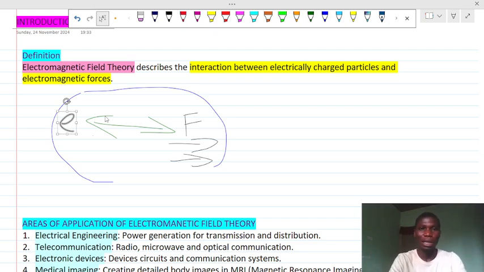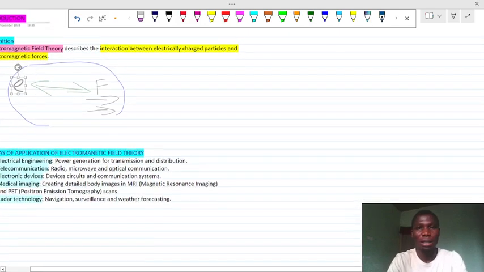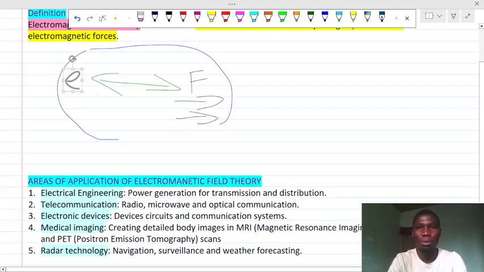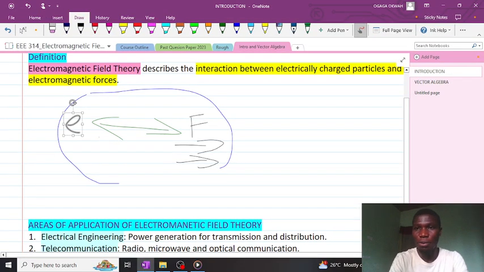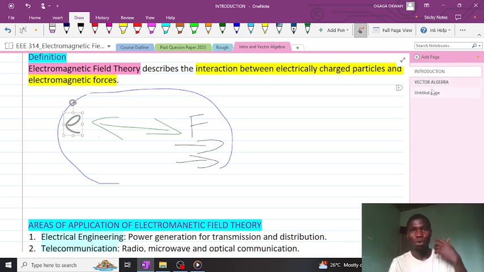So in our next video, we are going to see what we mean by vector, and how we can operate and work with vectors. Because if we can manipulate vectors, we'll do well and even go further in this study of electromagnetic field theory. So our next video will be on vectors.